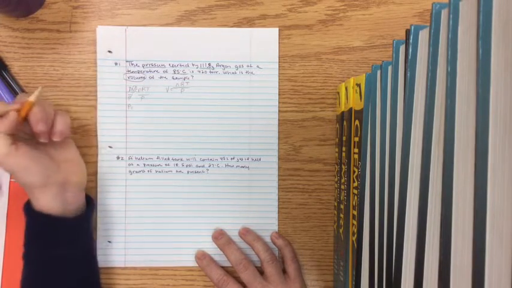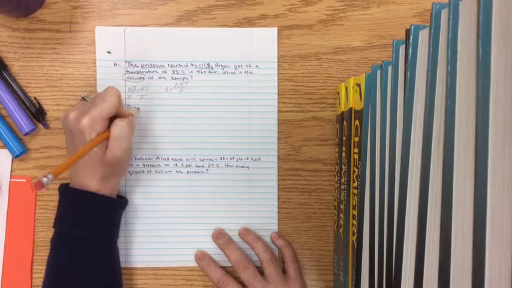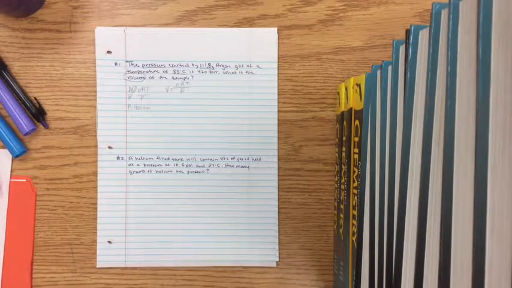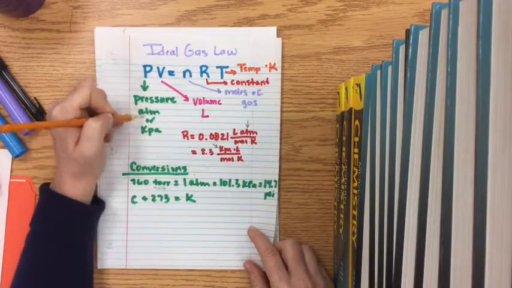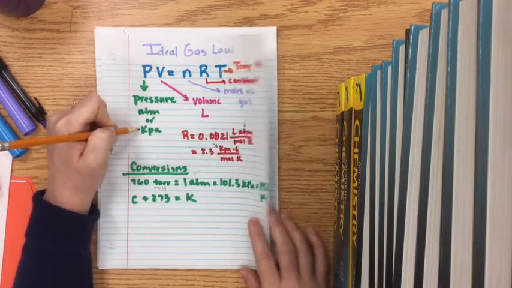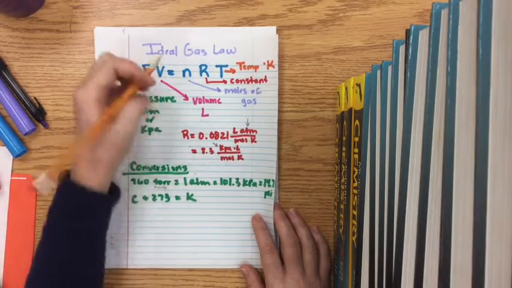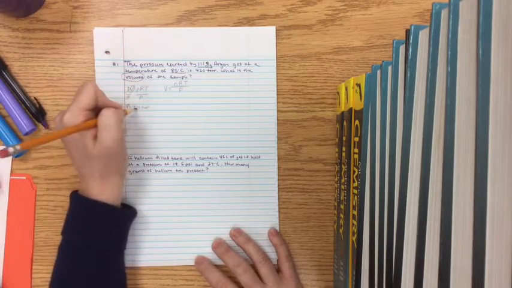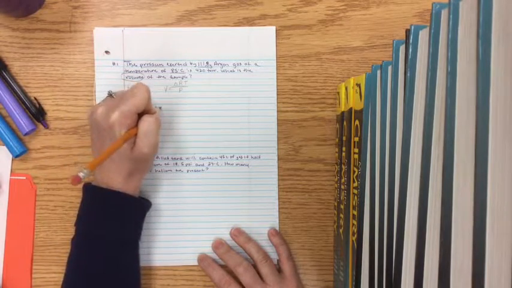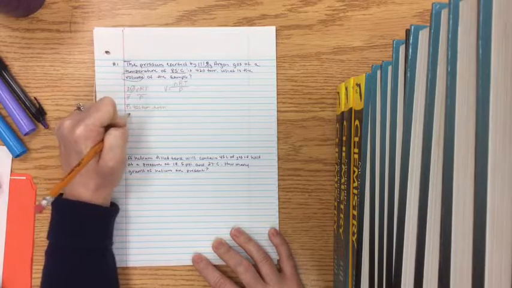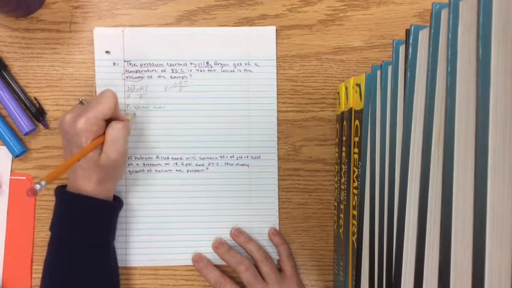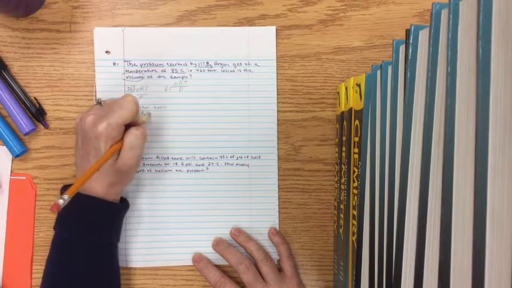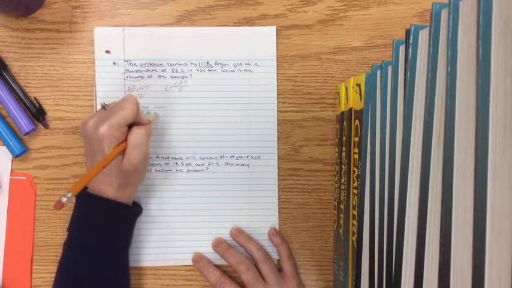So P, my pressure, is 420 torr. But I can remember from my gas law equation that the pressure must be in ATMs or kPa. So I'm going to convert this to ATMs because that's the one that I prefer to use. You could use kPa if you wanted. My amount is 111.8 grams of argon, but I can't use grams of argon. It's got to be in moles. So I'm going to have to convert that to moles.